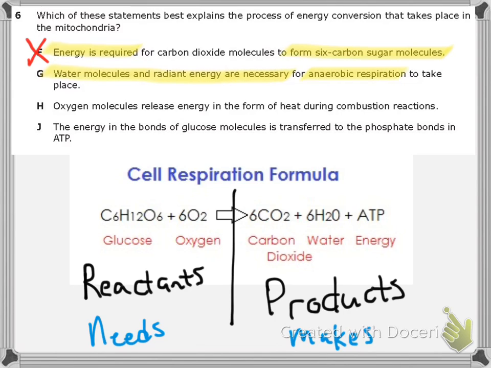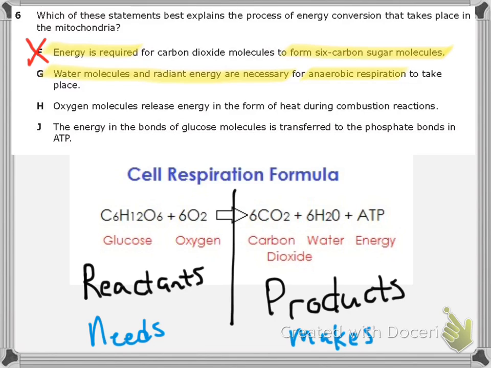All right, let's look at G. Water molecules and radiant energy are necessary for anaerobic respiration to take place. Again, we have 2 reasons why G is not the right answer. Water molecules and radiant energy are necessary. Bam, we can just stop right there. So again, what's water? Most people know H2O, right?